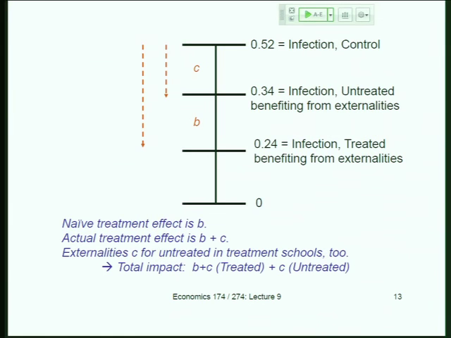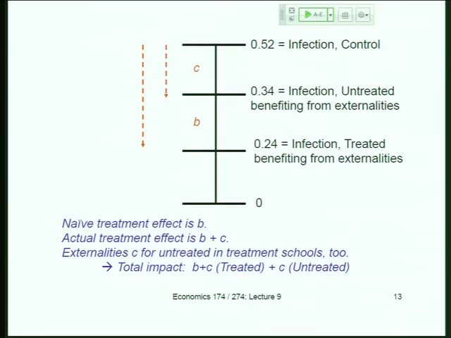Okay, so the naive treatment effect, and this is what I was talking about last time, would just compare treated and untreated in a treatment school, and that difference is B. It's the difference between the treated and untreated in a setting where lots of people are getting treated, so there's all these kind of externality effects. The actual treatment effect here, or something closer to the actual treatment effect, assuming these X's are not a problem, is B plus C. But B plus C isn't the only treatment effect.